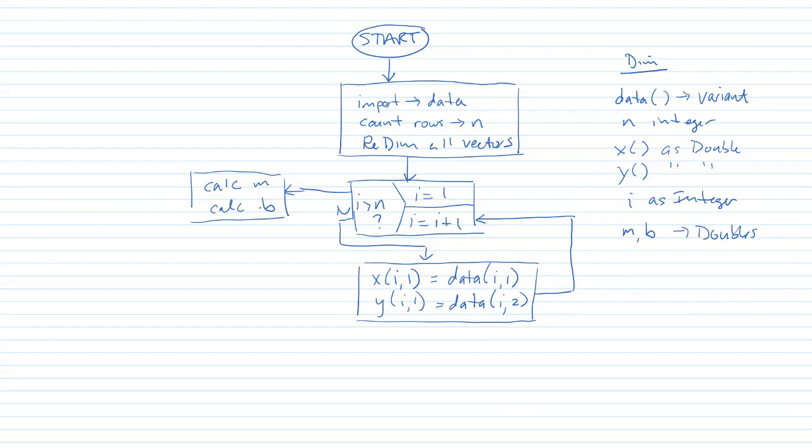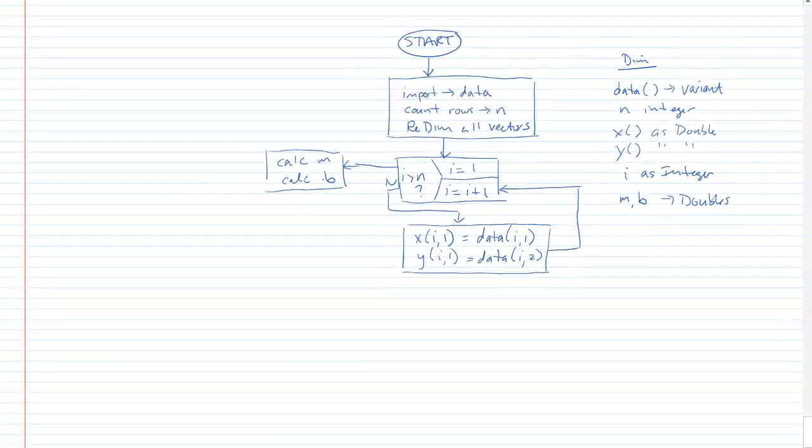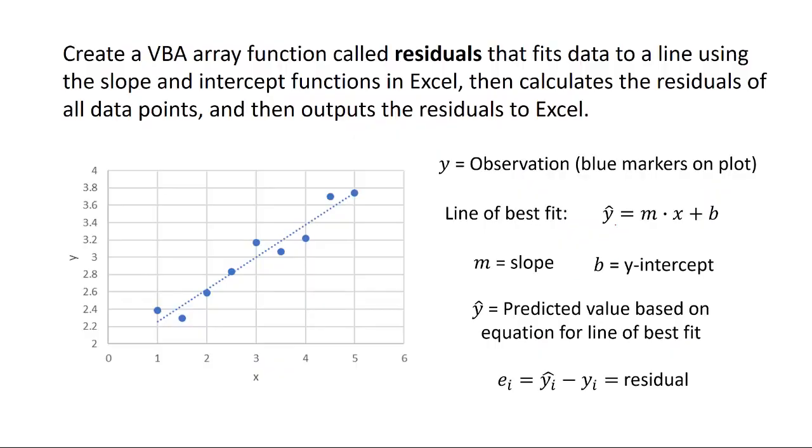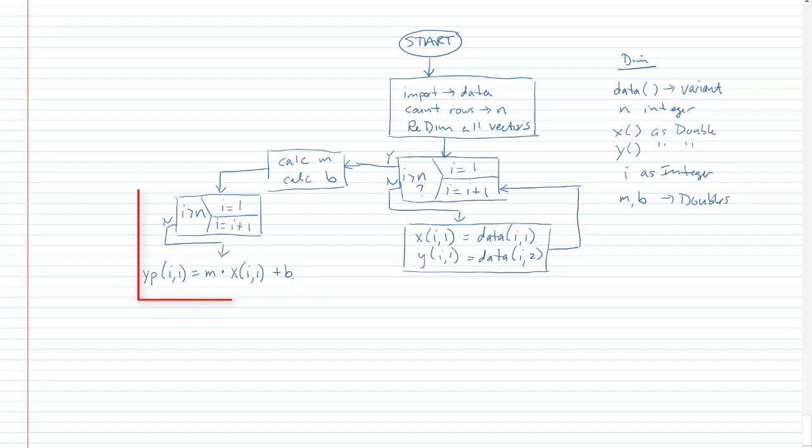After we calculate the slope and intercept, we can go back to our equation. We're going to now use the line of best fit here to calculate a new vector I'm going to call yp for predictions. So that's the predicted value. We're just going to take each x value, multiply it by the slope and add the intercept to create a vector of predictions. So we're going to enter into a for loop. We're going to iterate through all of the items. We're going to create the yp vector.